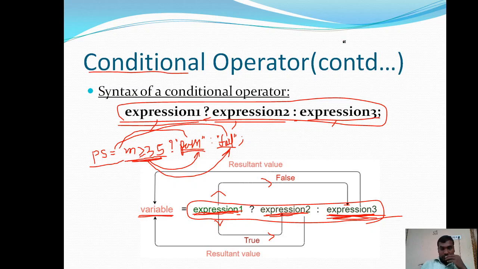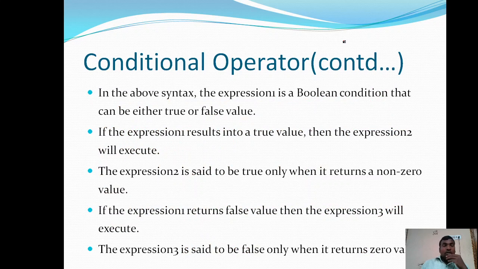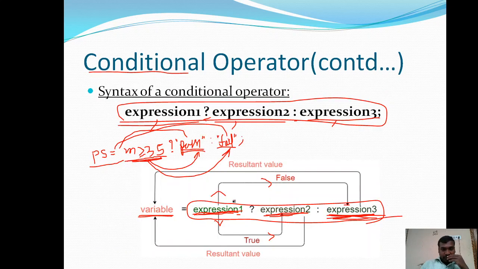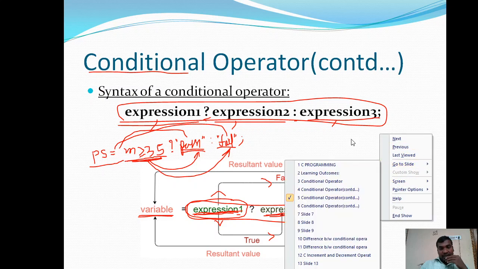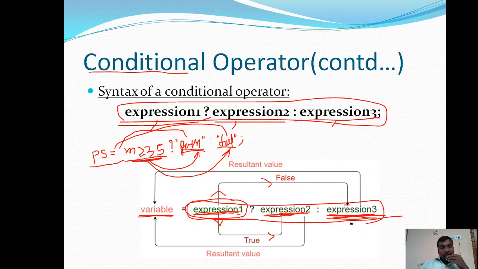Okay, now coming to the behavior. Now in the above syntax, the expression 1 is a Boolean condition that can be either true or false. So in this case, this expression 1 must be a Boolean condition. The Boolean condition returns either true or false. Now if it is true, expression 2 will be evaluated. If it is false, expression 3 will be evaluated.